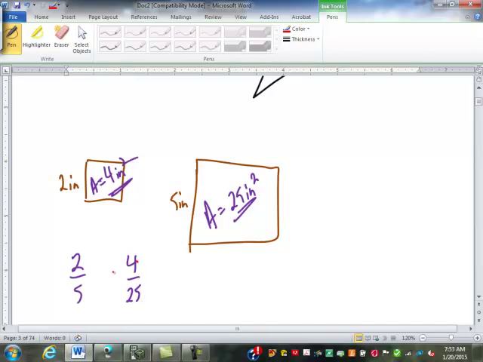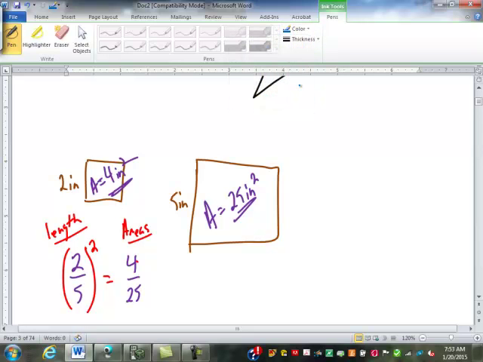This is a much smaller ratio. 2 to 5 is like 0.4. 4 to 25 is like 0.16. Much smaller. But is there a relationship between them? If I take that ratio of lengths, 2 to 5, and I square the numbers, 2 squared is 4, 5 squared is 25. The ratio of areas is the square of the ratio of lengths.